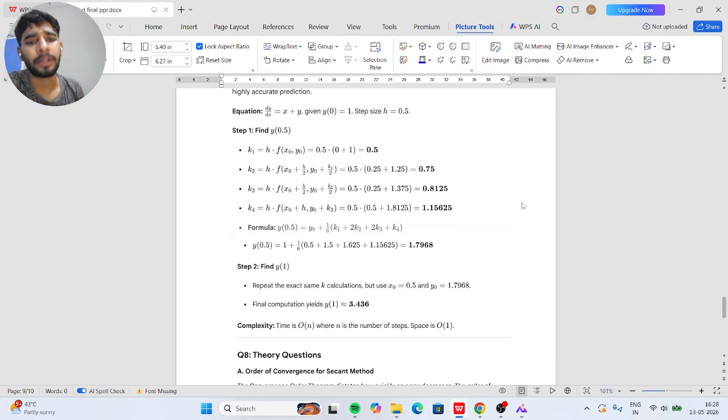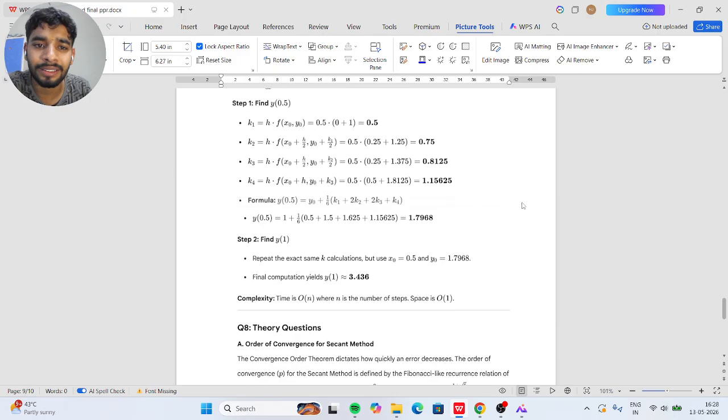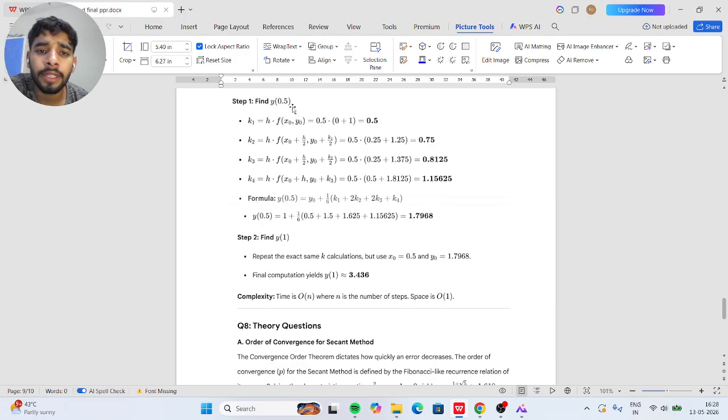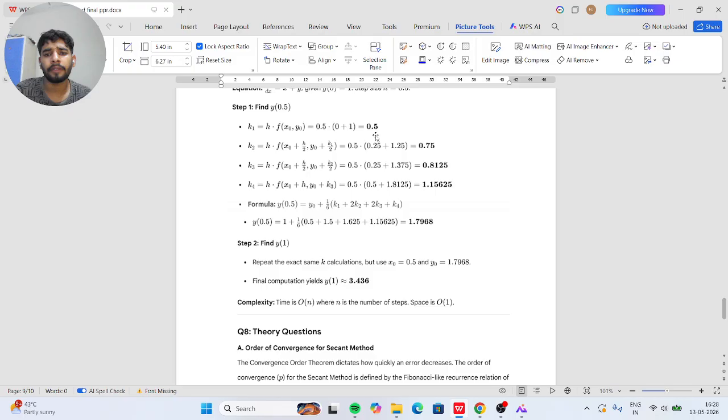So firstly, dy dx equals x plus y is given to us. Also, y0 equals 1 is given, and step size h equals 0.5, which I told you earlier. We'll guess it. Now we are finding y at 0.5. Firstly, you can see what the K1 formula says. It says h multiplied by function of x0, y0, which gives us 0.5, and with x0 and y0 we sum that as you know the function. So we will get 0.5.